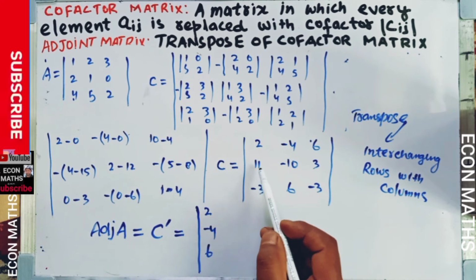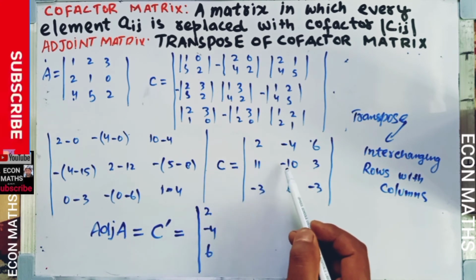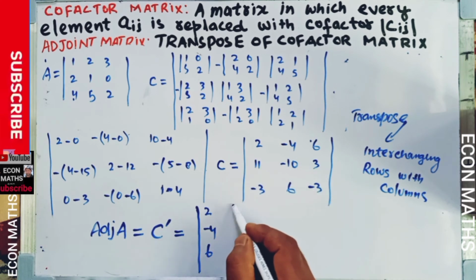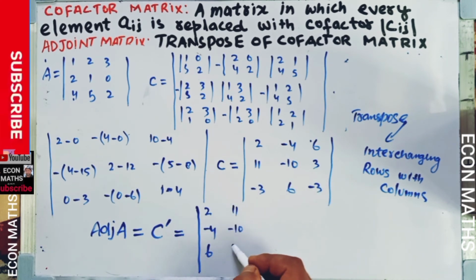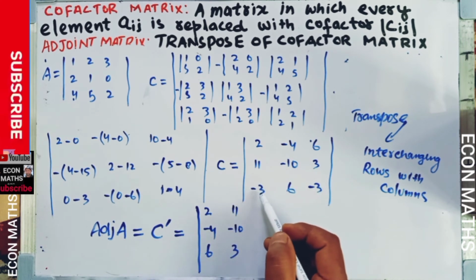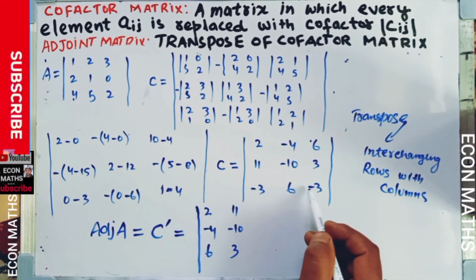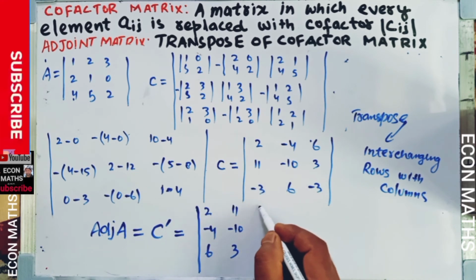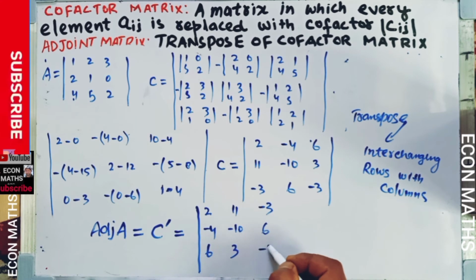Similarly I have, this is row here, 11 minus 10 3, this will become column, that is 11 minus 10 and 3. Similarly here it is minus 3 6 and minus 3, it is row, and I will make it here column. So minus 3 6 and minus 3. So this is the adjoint of the given matrix.